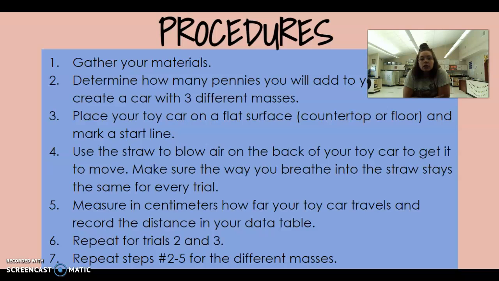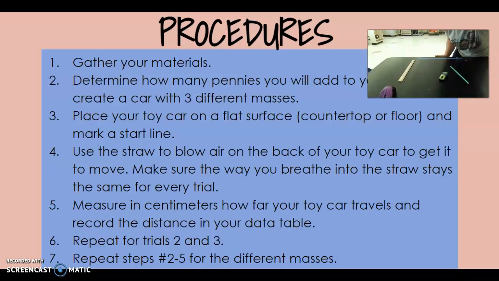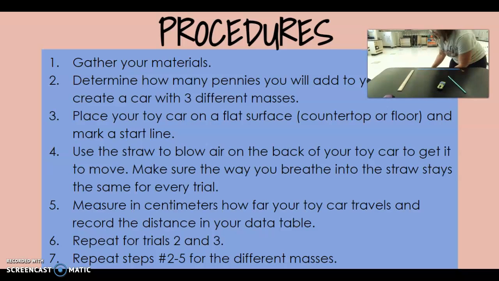You're going to place your toy car on a flat surface, and you want to make a starting line. So let me adjust the camera so that you can see what's going on here. All right. After you've created your starting line and you found the surface that you're going to race on, you want to put your car at the starting line, and you're going to use your straw to blow the air on the back of the car to get it to move.